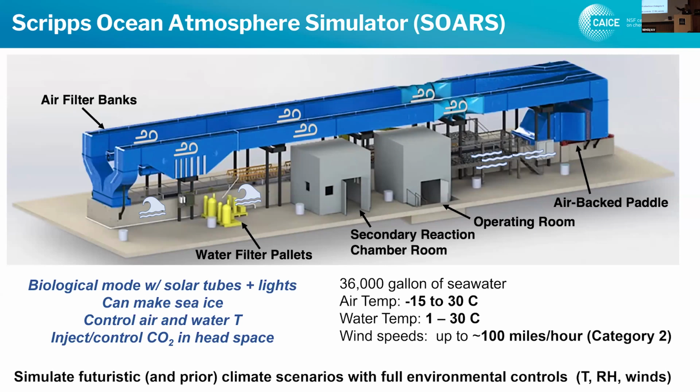It turns out that we can control the temperature of the air and the temperature of the water. Instead of 3,600 gallons of seawater, it's now 36,000 gallons of seawater. And it has an integrated smog chamber and an observation room, as you see. And we can make sea ice, so we can get the temperatures down really low and look at sea ice dynamics as well.